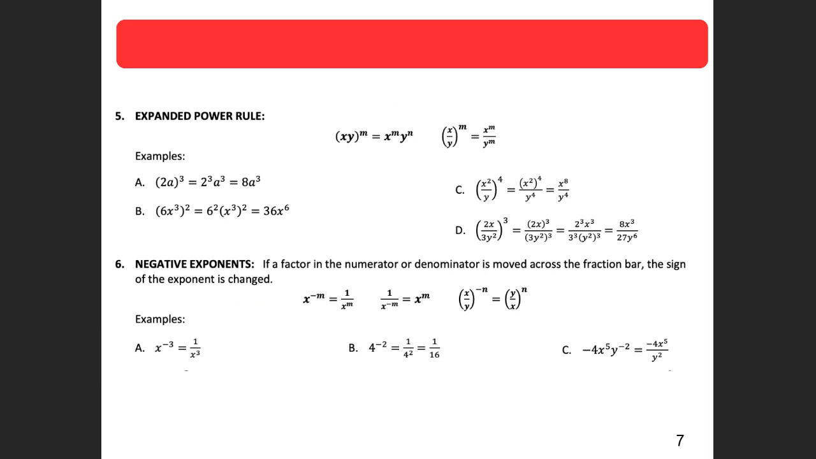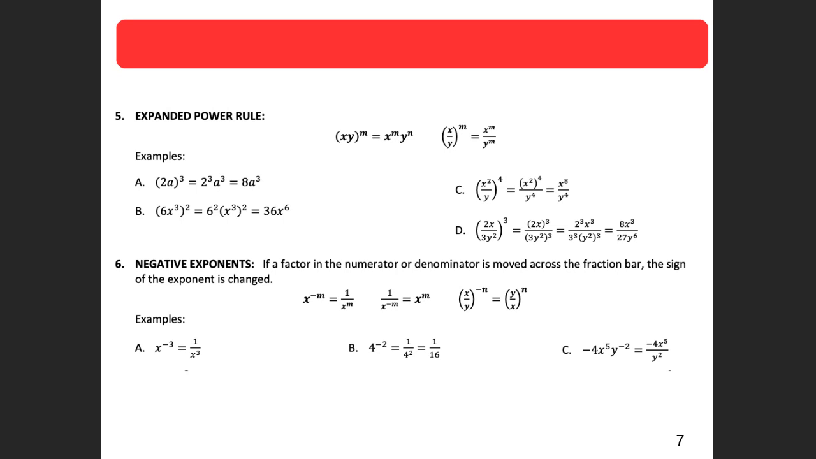When you have an expanded power rule, if you have an exponent on the outside of the parentheses, it's going to go to everything on the inside. So if I had like (2a) to the third, that's going to be 2 to the third, a to the third. If you have an exponent on the inside, like (6x to the third) raised to the second, well, that's going to end up being 6 to the second, and then that's a power to a power, so that's x to the sixth.